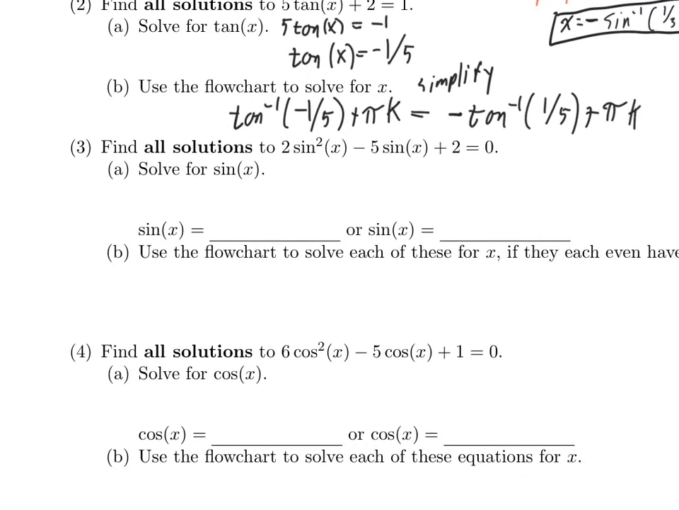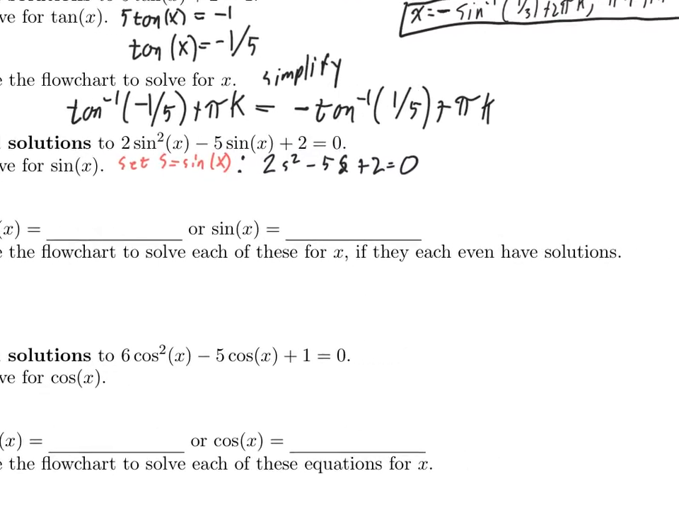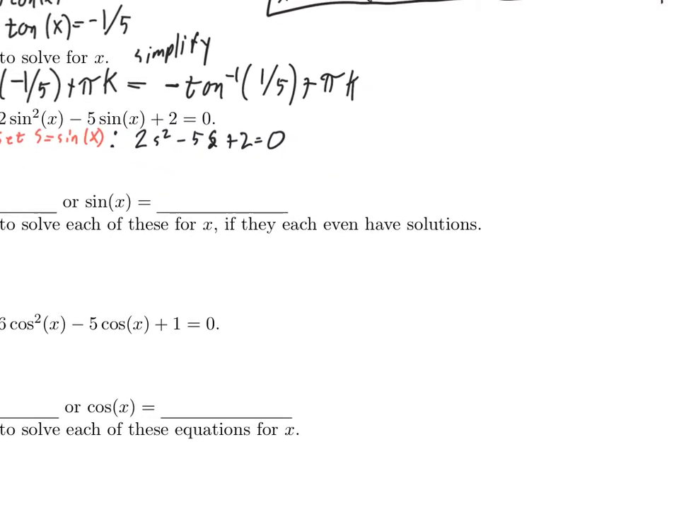If you want to find all of the solutions to 2 times the sine squared of x minus 5 sine of x plus 2 equals 0, well, we'll follow the same steps. First, let's solve for sine of x. And maybe in order to simplify some of this work, I'll set s equal to sine of x to make the equation that I need to solve simpler looking. The equation that I need to solve will be 2s squared minus 5s plus 2 equals 0. Well, that's a quadratic equation. Quadratic equations, you know how to solve those.